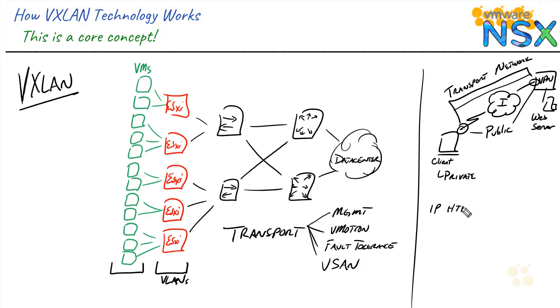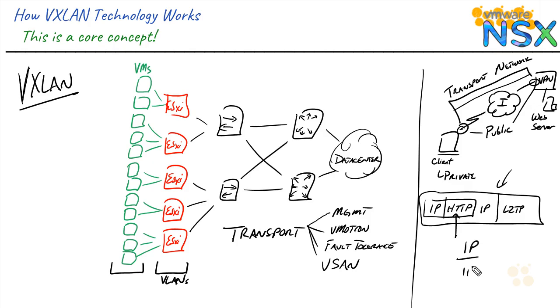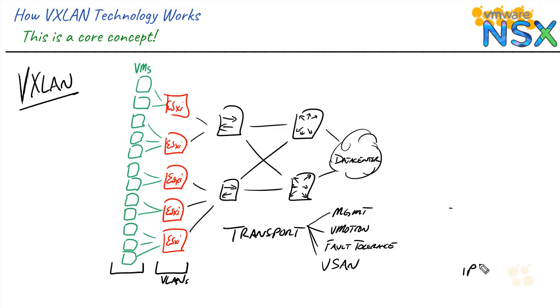So I could have an IP packet with an HTTP header, which is then encapsulated in an IP packet with an L2TP IPsec VPN header. Over the transport network, only the outside portion is seen. Once we cross into the VPN connection, the inner portion is seen. This is IP over IP, or layer 3 over layer 3 encapsulation. I told you that to tell you this. VXLAN technology is also going to be about encapsulation.